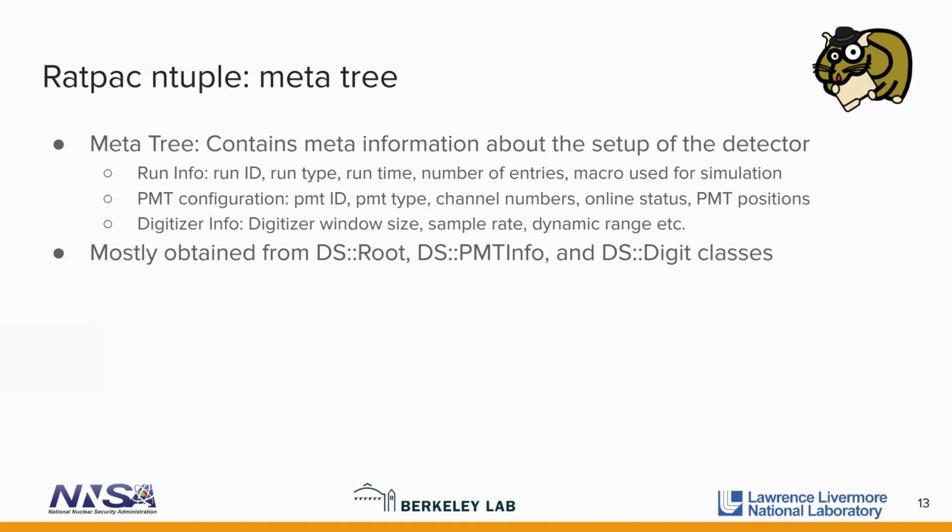The idea of the meta tree is to contain meta information about the setup of the detector or the run itself. This has a list of several of the things that are stored in here, like the run ID, the type, your PMT information, all the PMT IDs, their positions, whether they were online or not, and information about your digitizers if you have them, like the window size, sample rate, things like that. And it's mostly obtained from these classes in the ratDS structure.